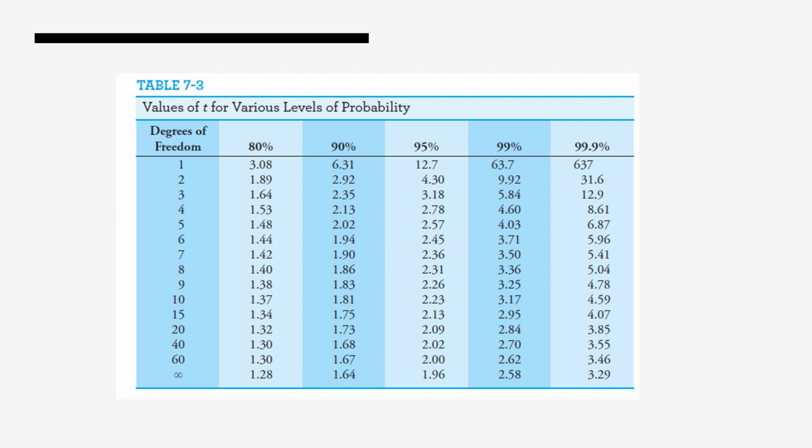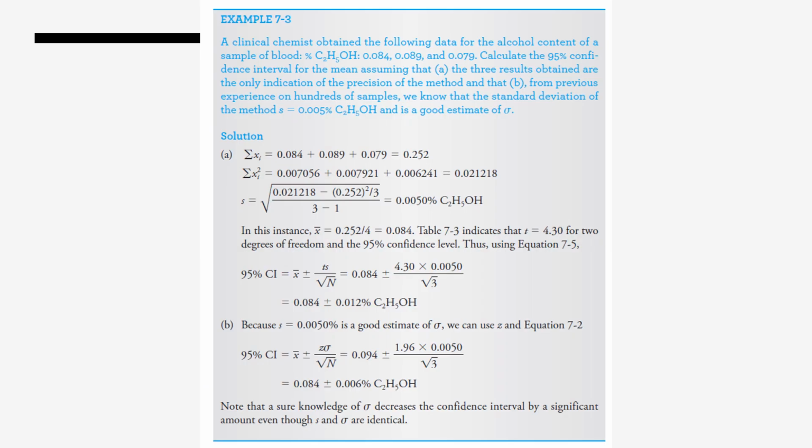So this one summarizes the different values of t from various level of probability. You can also use this data in order to get the confidence interval using the value of t in case you have only less number of measurements, or you don't have a data for a good population, or you don't have your sigma.